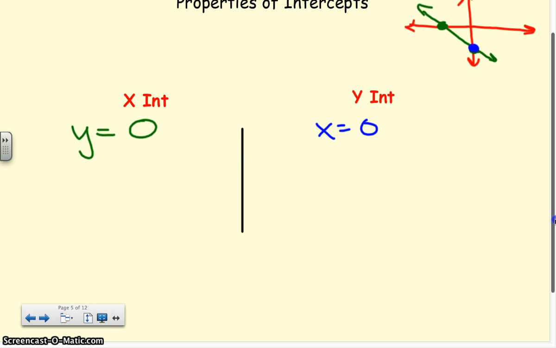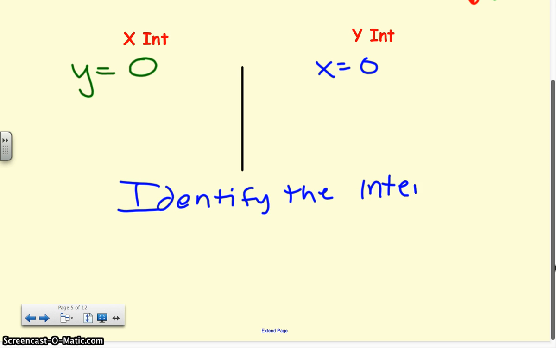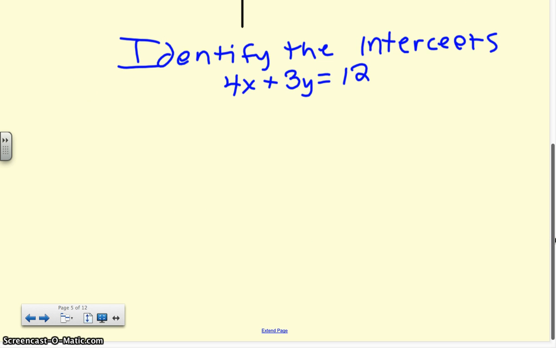Now here's why it's important. I might say identify the intercepts, and it's going to look like this. 4x plus 3y equals 12. And I say identify what the intercepts are. Well, you can either graph this and identify what it is, or just figure it out for yourself.